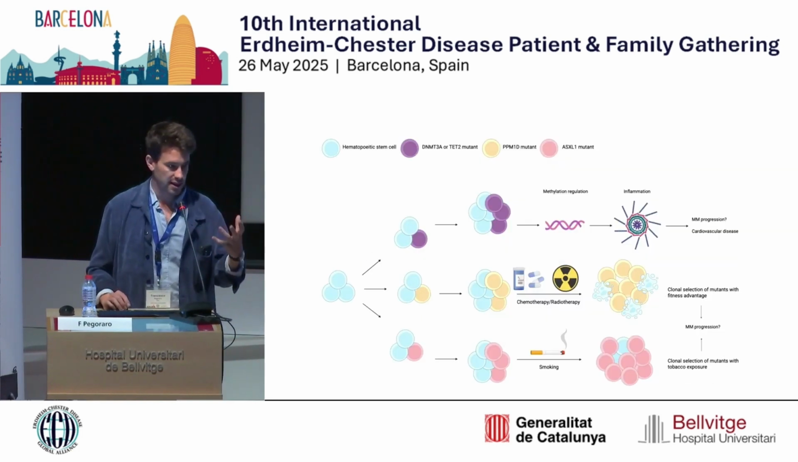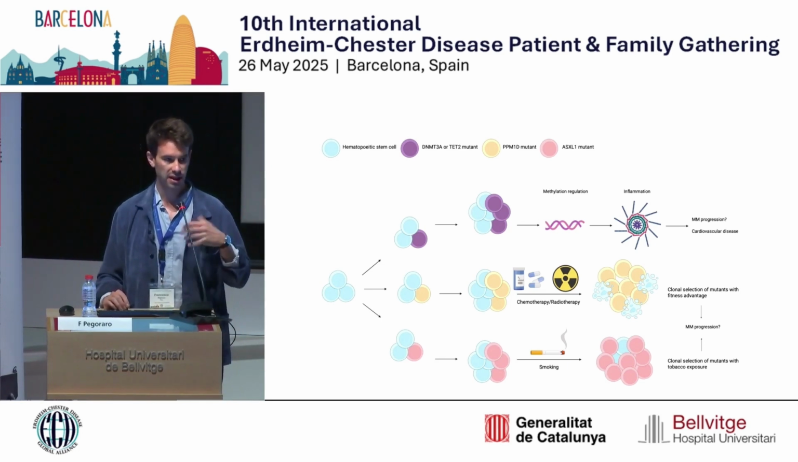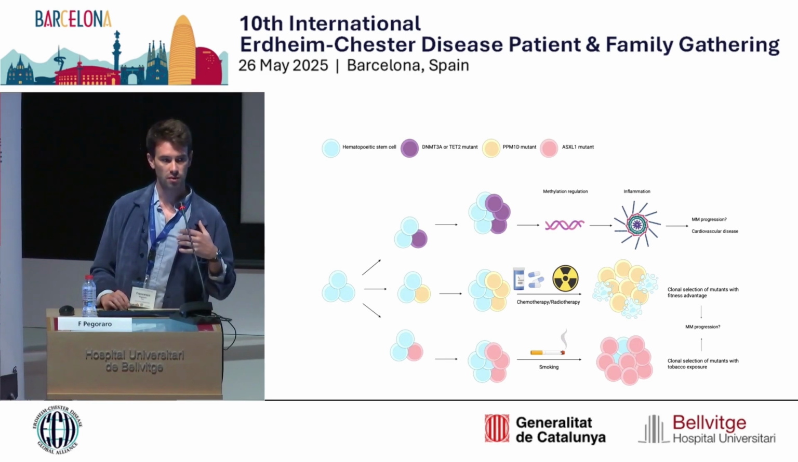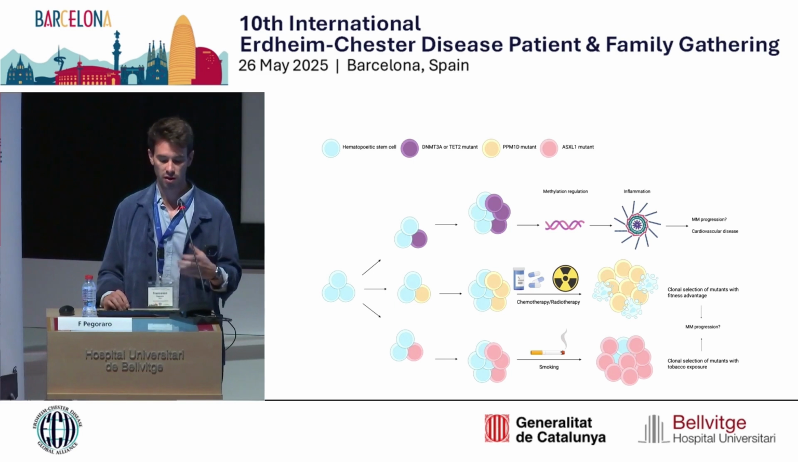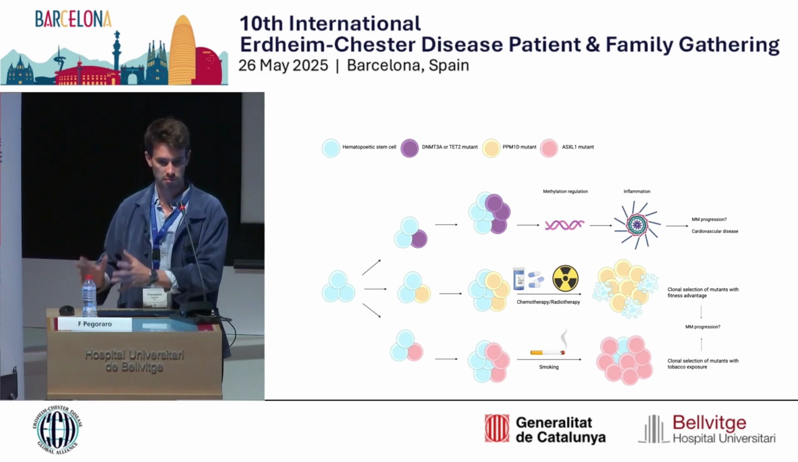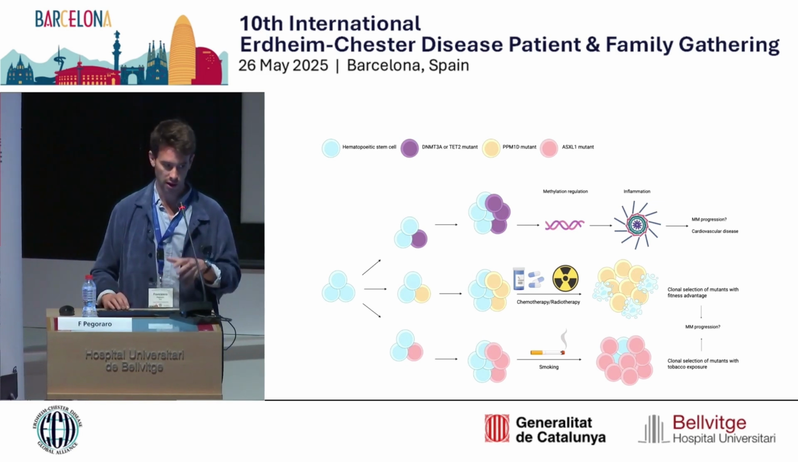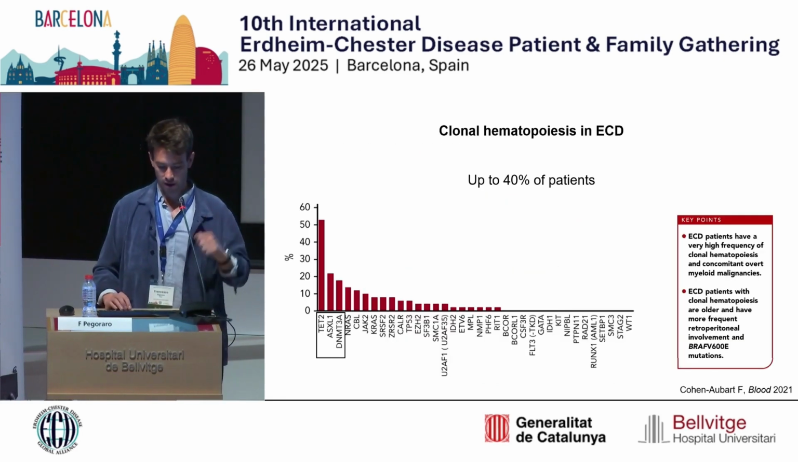And this is quite the same idea, just to show you that depending on the mutation, some things can occur more frequently, such as inflammation, which can lead to cardiovascular disease, which has been associated to clonal hematopoiesis, but also, as I said, to predisposition to some kind of cancer, especially hematologic cancer.